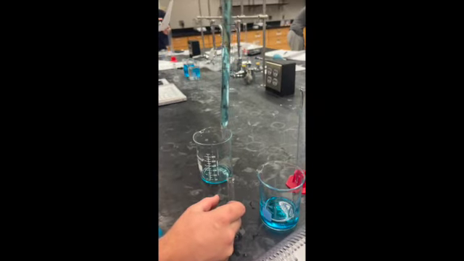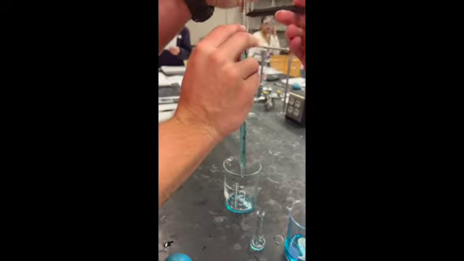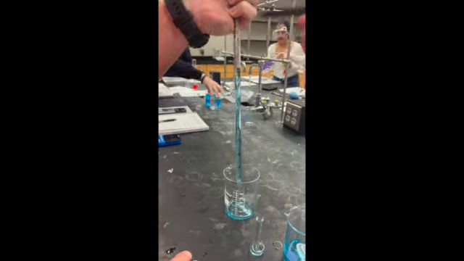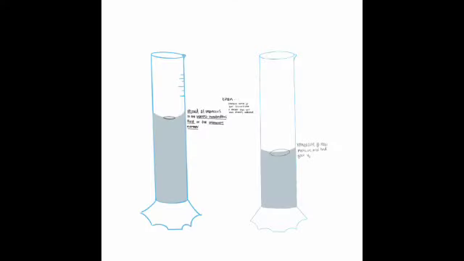Then grab a new container and release your finger from the top of your pipette. Record the new level of the liquid in the pipette. To determine the volume, you simply subtract the final volume from the initial volume to get the volume delivered.